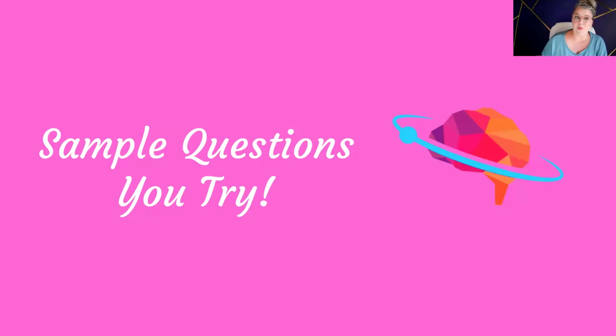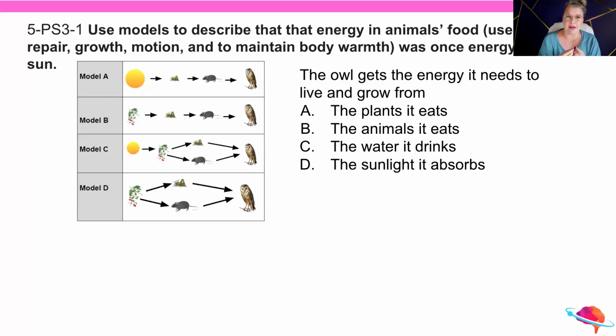So next, what I have for you, because clearly after those five minutes, y'all are experts, right? I'm going to throw some questions at you, just like the ones I just showed. And I want you to ask yourself the two main questions of, are students using their mechanics and skills? And do students have a driving purpose? Once those two things are there, we know that that SEP is being properly assessed. So for the performance expectation here, we've got an elementary one, 5-PS3-1. Our question is, the owl gets the energy it needs to live and grow from, and we have some options.